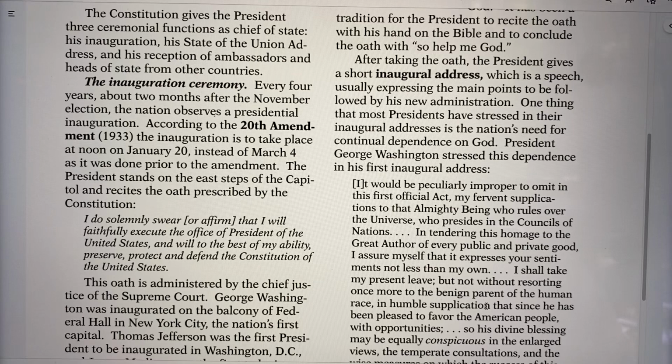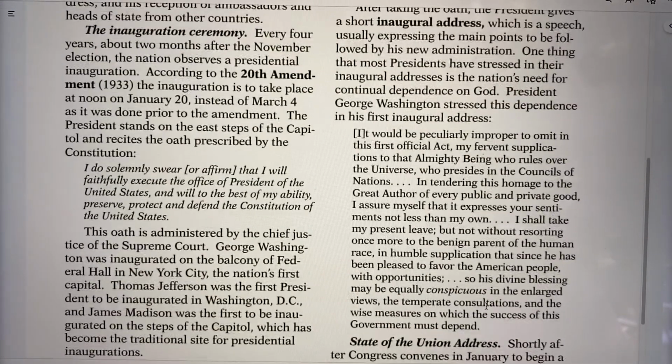Let's go over this here. George Washington. I think it's important in history that you know what George Washington said, as he set the precedent of this, right? So let's read what George Washington said here. "It would be peculiarly improper to omit in this first official act my fervent supplication to that Almighty Being who rules over the universe, who presides in the councils of nations."